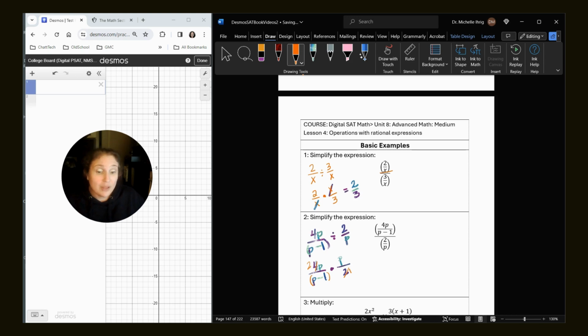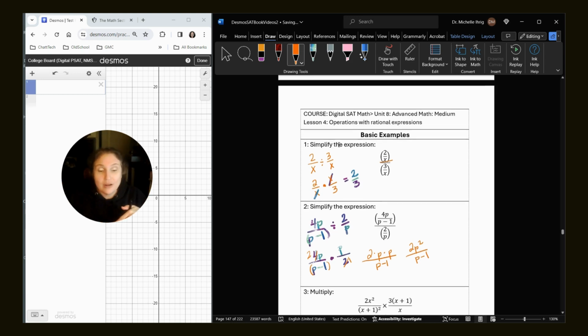So when we multiply across, we get 2 times p divided by p minus 1. So p times p is p squared. So our final answer is 2p squared divided by p minus 1. Again, if it was a multiple choice question, it would be way easier, okay? But I want to show you how to do it just so that you learn.